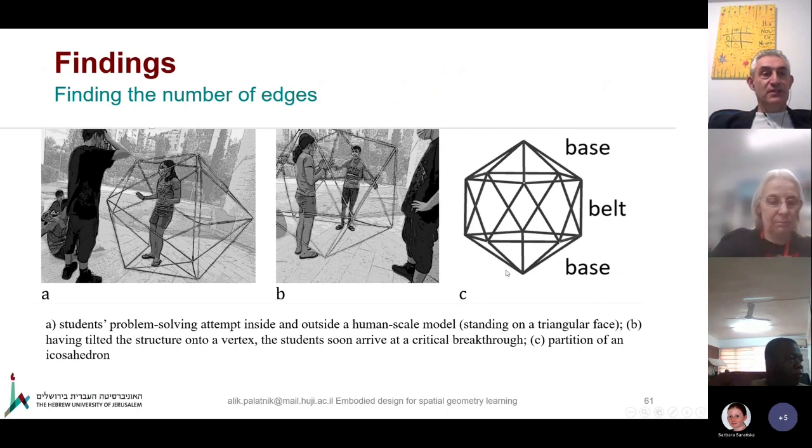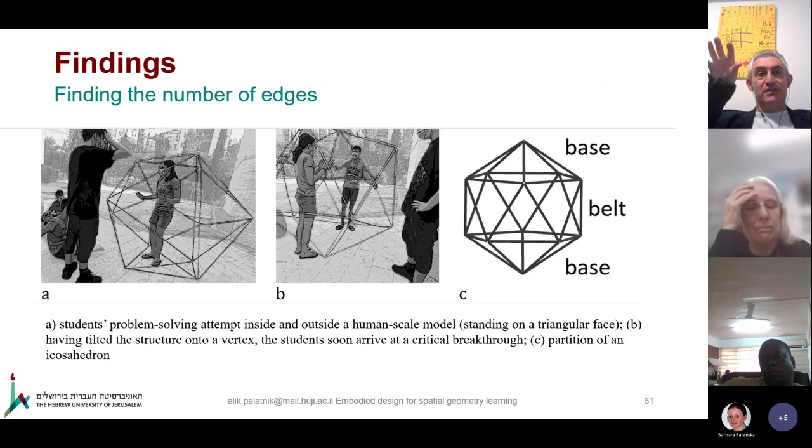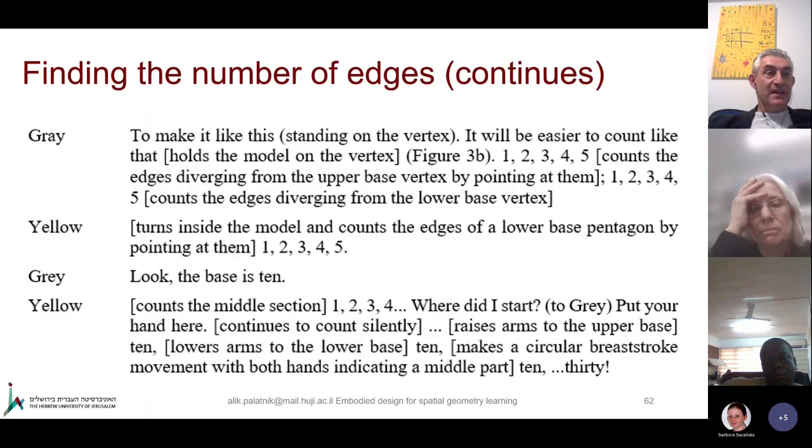So when the model is oriented on its vertex, then the vertices are discerned in 3 different groups. And they call this group base, and belt, connecting belt. And then Gray said, to make it like this, it will be easier to count like this. 1, 2, 3, 4, 5. 1, 2, 3, 4, 5.